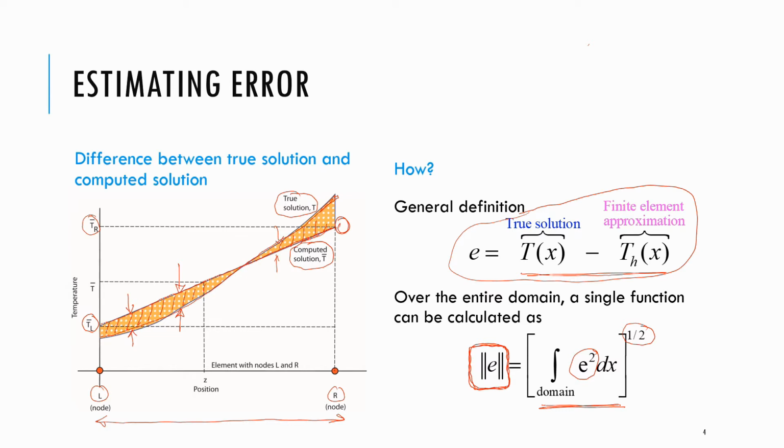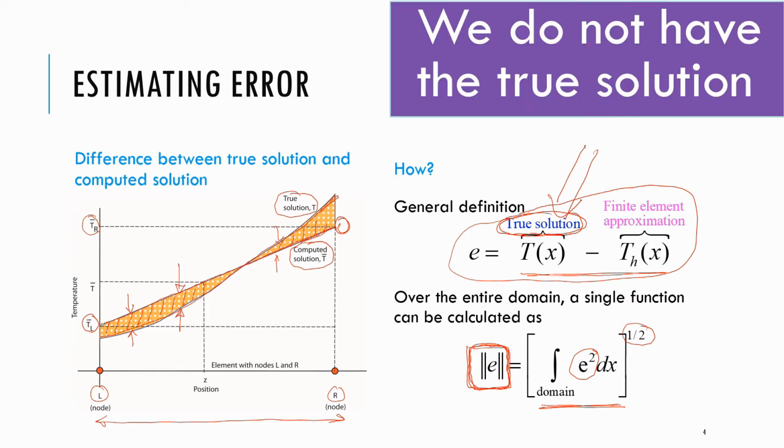Now it's very nice to have defined this, but we have a big problem. And the problem simply is, do we know this guy, true solution? Do we know this? If we did, we don't have to bother with the finite element method. We already know the true solution. So we don't need to do this method. So obviously we do not know.